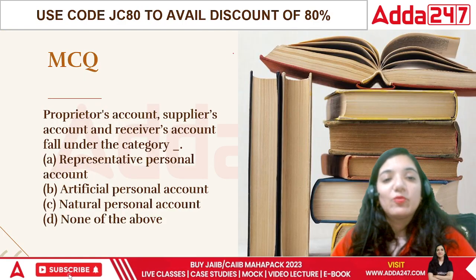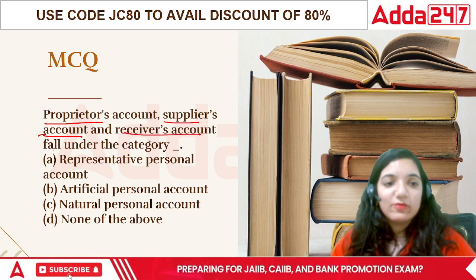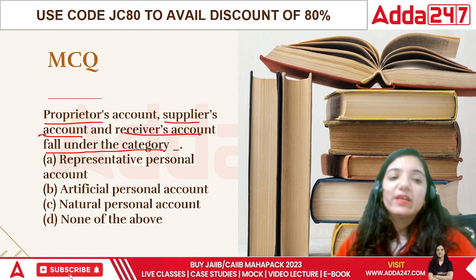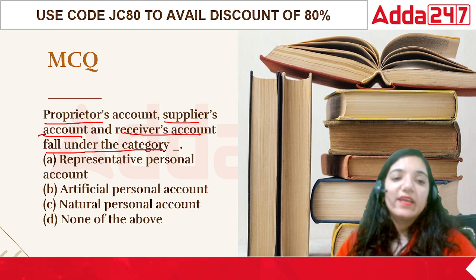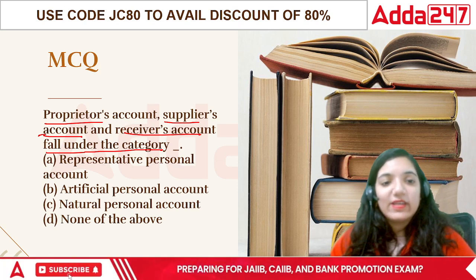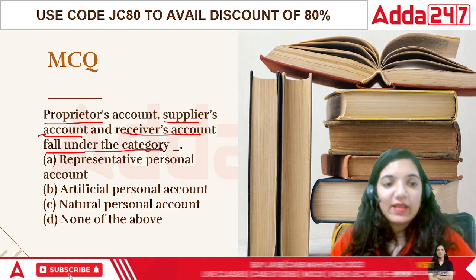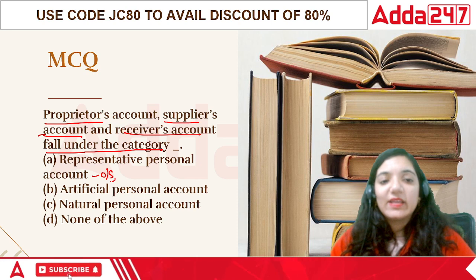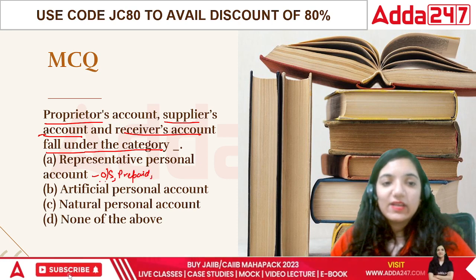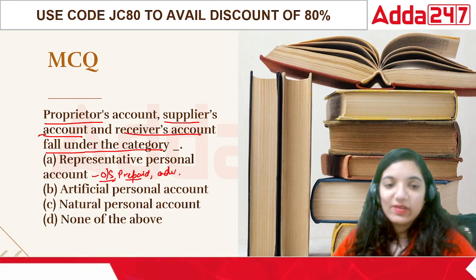Next question. The proprietor's account, supplier's account, receiver's account fall in the category of representative personal account, artificial personal account, then natural personal account, or none. Representative includes when we have to pay to someone because of a reason there. It can be outstanding, it can be prepaid, or advances. So they are all included in representative.